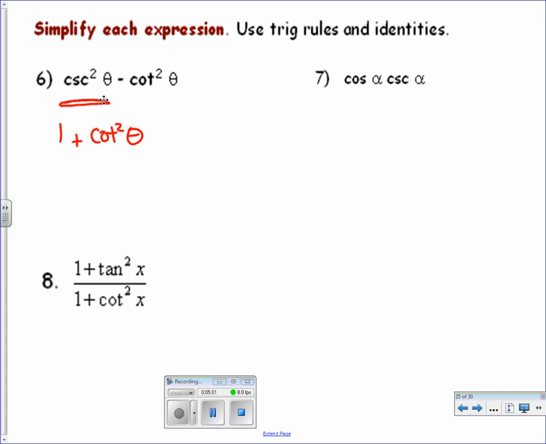So this was replaced, copy paste with this, and then we put this back where it was. Now the cool thing about it is, what's going on with my cotangents? Yeah, they get rid of each other. One's positive, one's negative, so they drop out. So therefore, this got simplified to make the number 1.